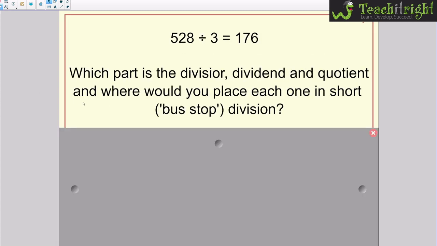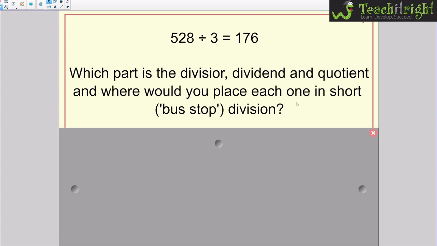Right. So, to start off with, here is a classic question. We have 528 divided by 3, and we have the correct answer, which is 176. I would like you to have a go now, please, at putting the question part of this into a bus stop. Where do you think it goes? And have a go as well at working out or guessing what the names of each part are. So what is the divisor, the dividend, and the quotient? Even if you're not sure, feel free to have a guess and we'll go through the answers. So pause the video now, and I'll go through the answers in just a moment.